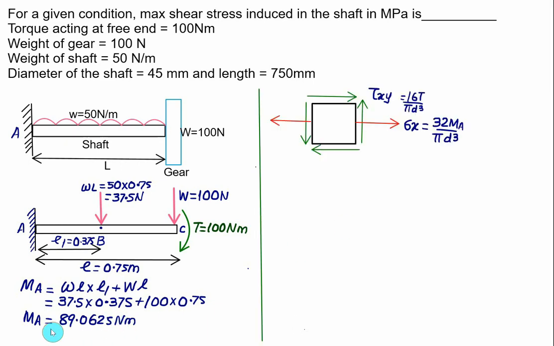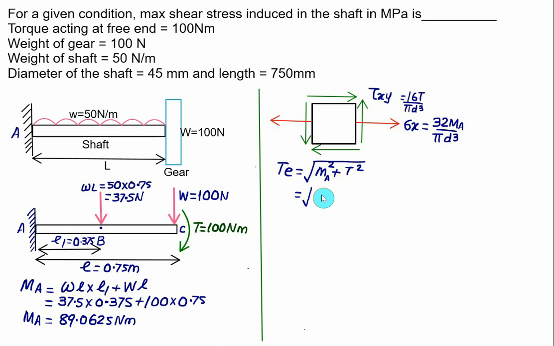Now because of the bending moment, the maximum bending stress produced will be equal to 32 times the bending moment at A divided by pi d cube. We treat that value as sigma x, and because of the torque a shear stress is produced, which we treat as tau xy, equal to 16 T by pi d cube. Now only the bending moment and twisting moment are acting on the shaft at point A, and therefore we can calculate the equivalent torque. The equivalent torque is equal to the square root of M A square plus T square.